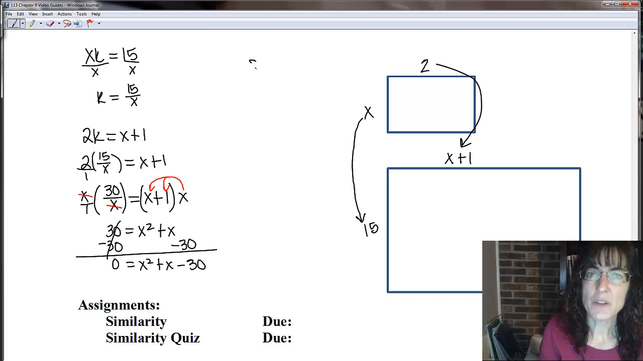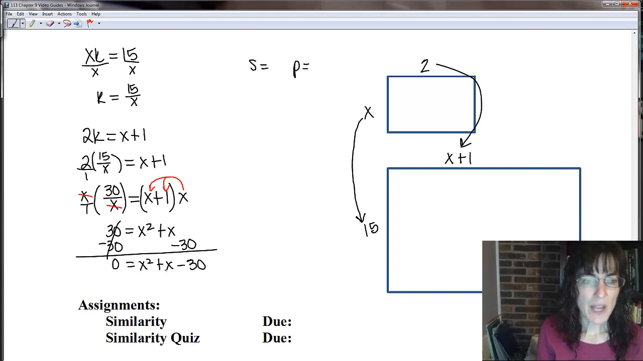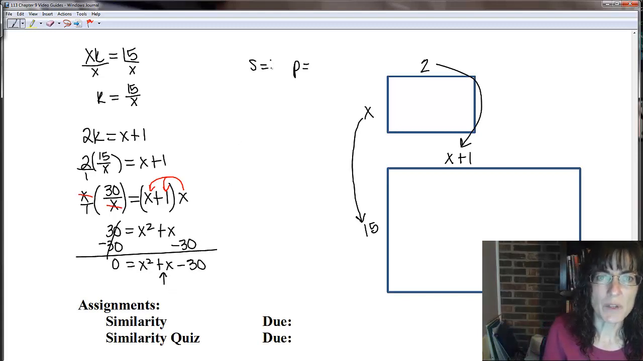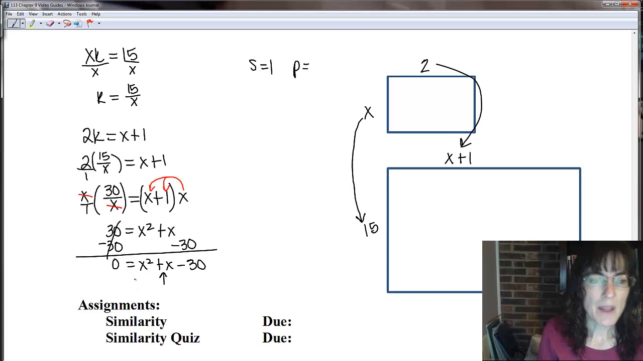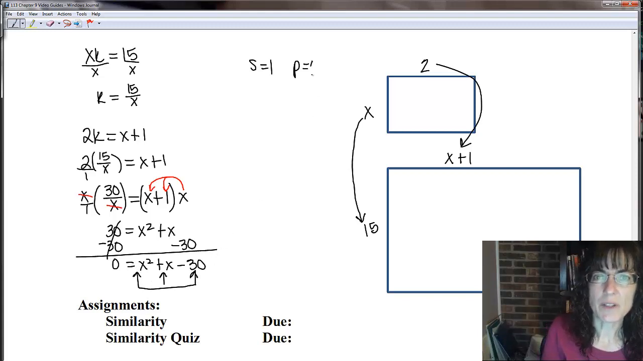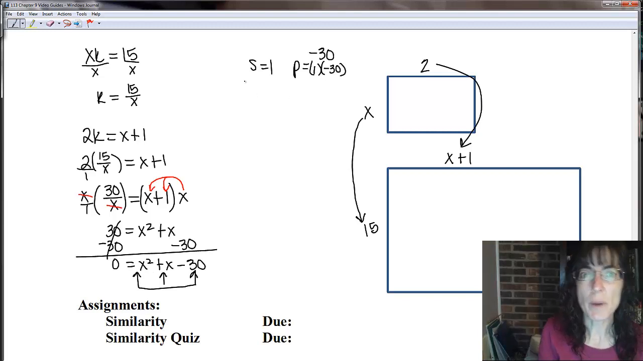And then I need to use sum product to figure out my factor pairs, and so I'm looking at the coefficient of the middle term, the X term, and it's a positive 1, so that's what I need for my sum. And then for the product, I look at a product of the lead coefficient, which is a 1, times the negative 30. So I have 1 times negative 30, and that of course gives me a negative 30 for my product and a positive 1 for the sum.